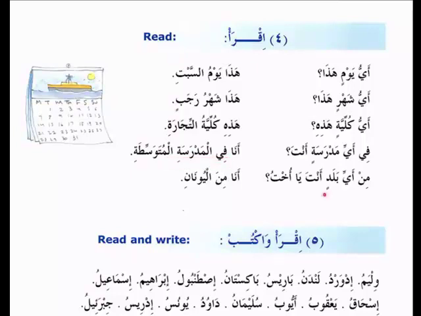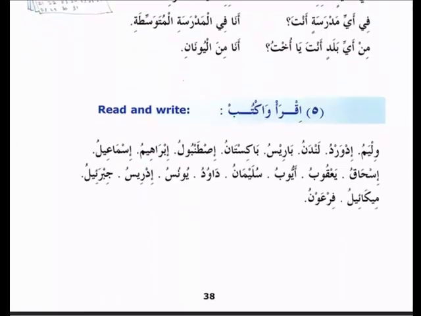Min ayyi baladin. Balad is country. From which country are you, O sister? Ya ukhtu, O sister. Ana minal Yunan. I am from Greece. Ana is mubtada, min is harf jar, al Yunan is ism majroor. So the jar majroor is mutalliq of the khabar mahzoof. So that is all for exercise number 4.